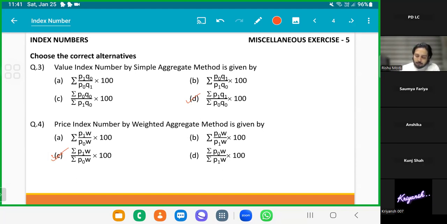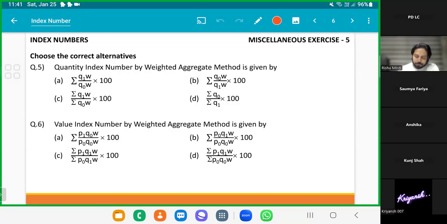Moving on to the next one, question number 5. Quantity index number. So now it will be summation Q1 upon summation Q0 along with the W part. So your answer will be option C. Value index number by weighted aggregative method. So value is P1 Q1 and weighted is into W divided by P0 Q0 into W, option D. Absolutely correct. So fifth one is C, sixth one is D.